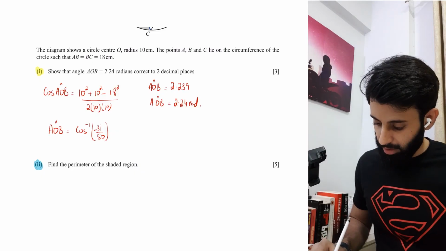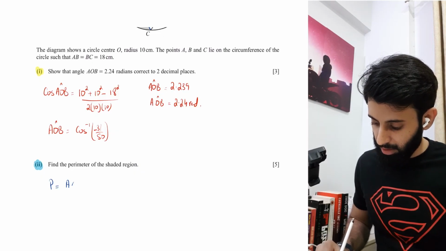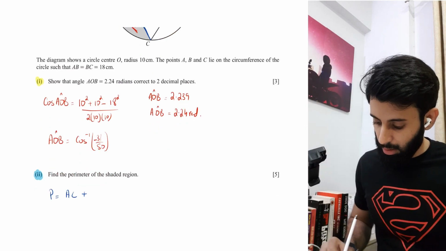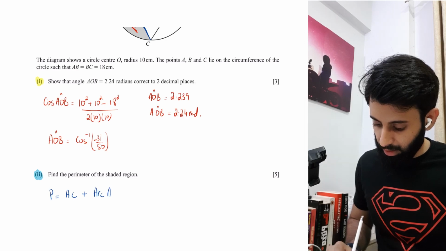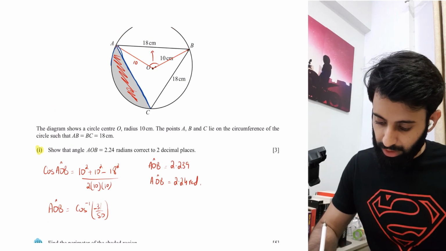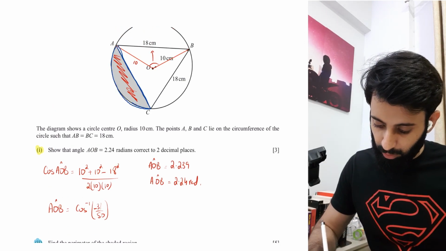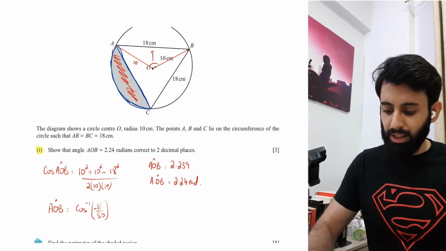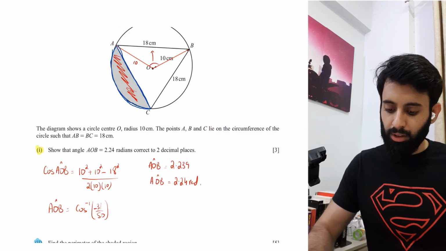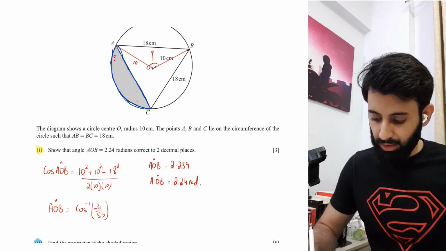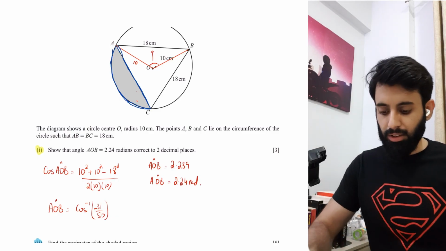So I'll write it over here that the perimeter of the shaded region is basically going to be equal to AC plus the arc length AC. So there are two lengths that I need to add. Okay, and that's sorted out. Once I've sorted that out, only then will I move on and see what I have to do in order to get my hands on these lengths.